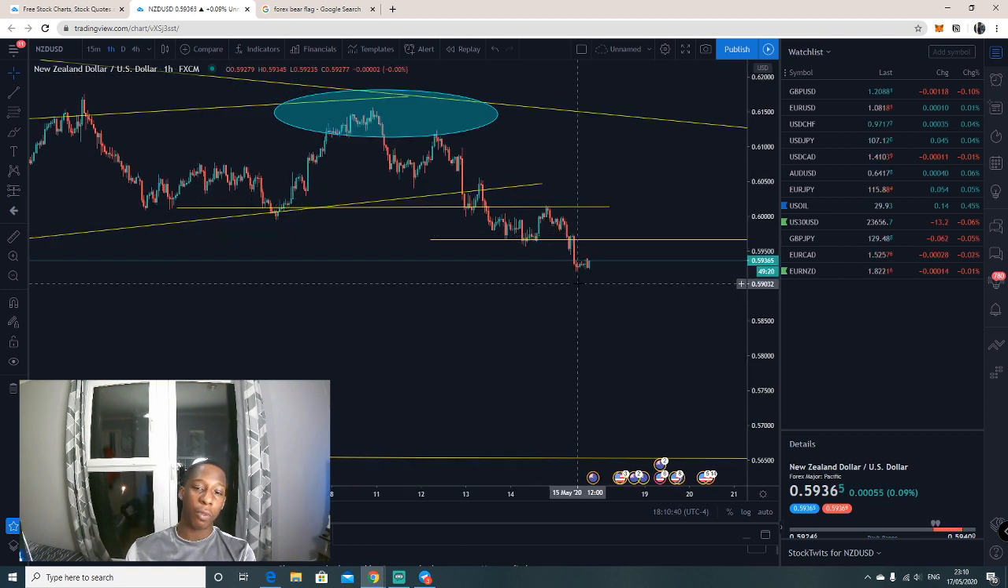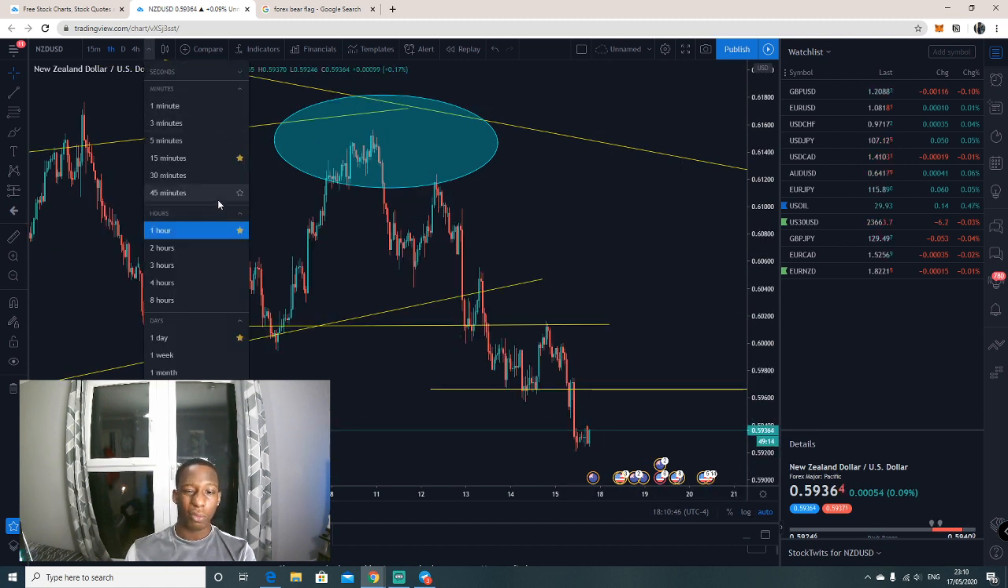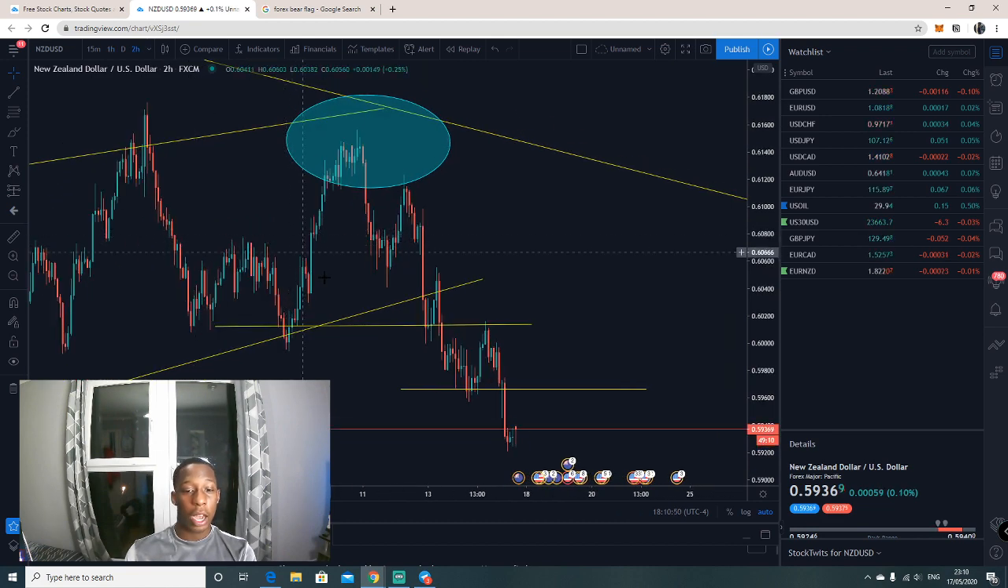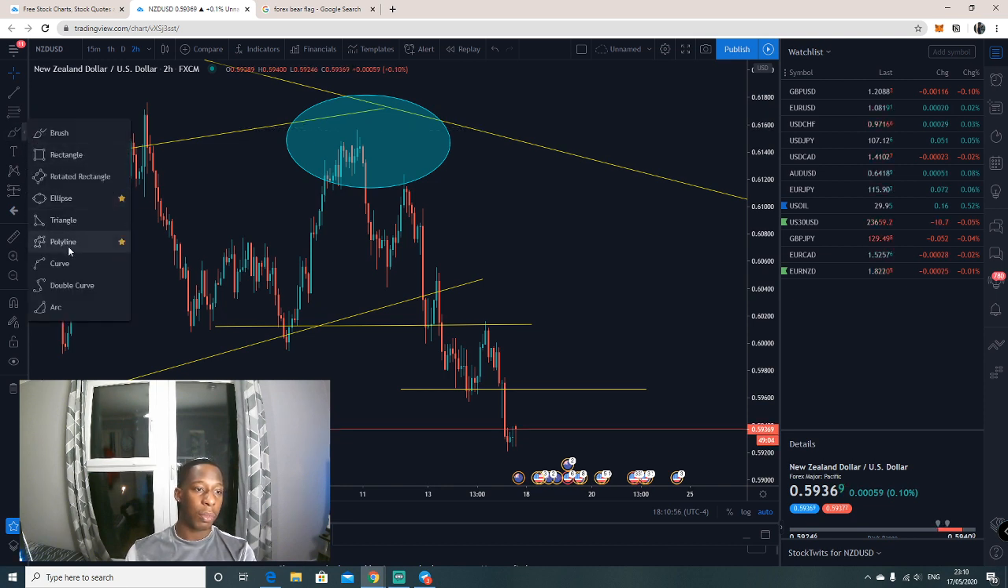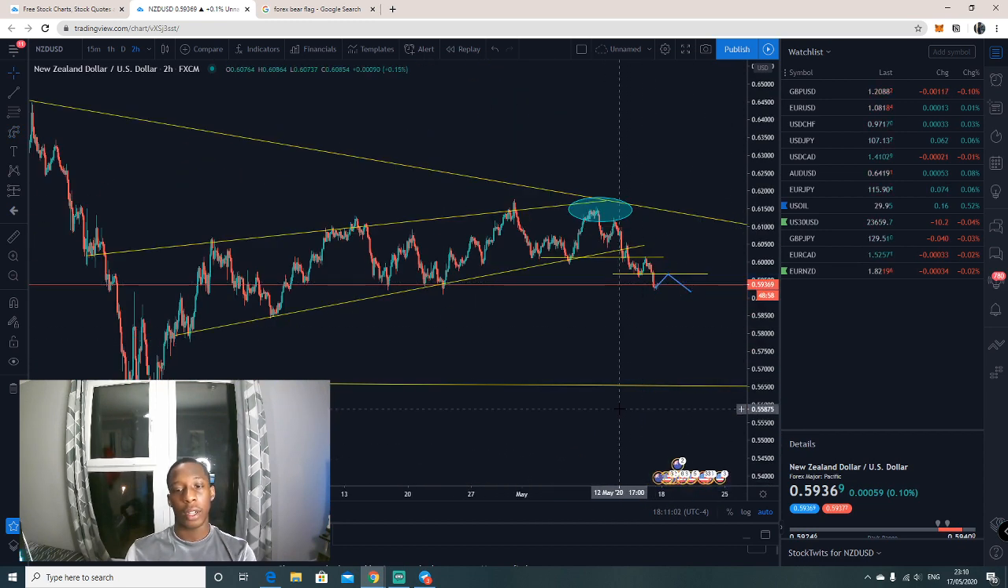Once you got all your confluences, it's like, alright, cool. Hourly time frame, go to the 2 hour. Yeah, I'll wait for that imbalance to fill in, then I'll take it for a sell. So let me just get my pulley line out, if you was going to enter that.